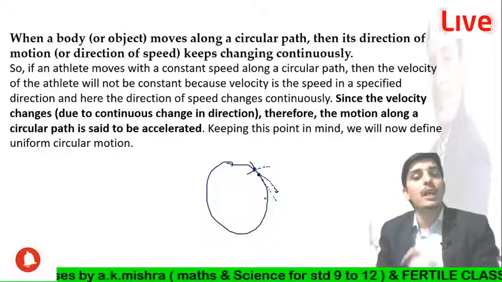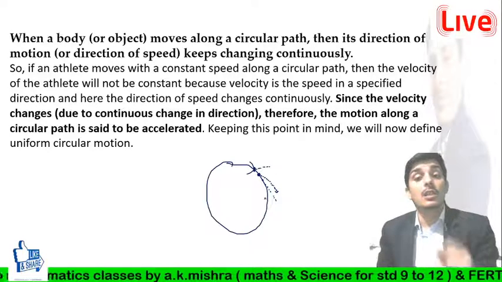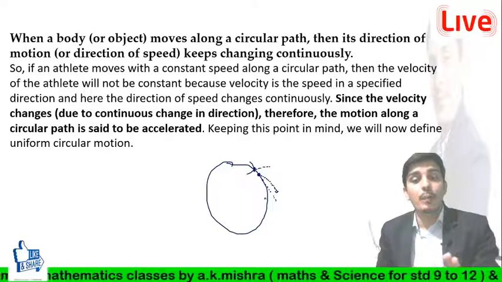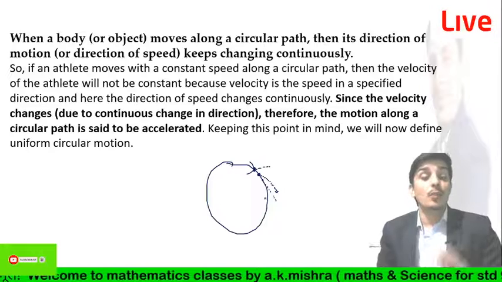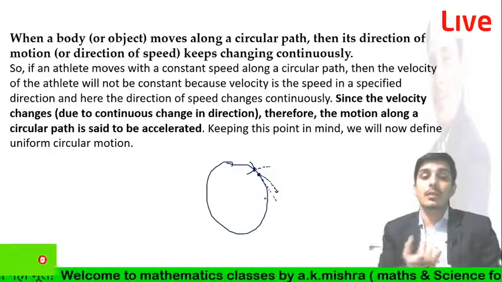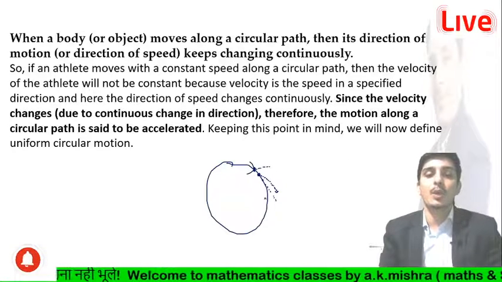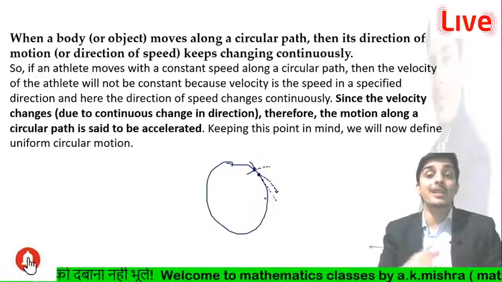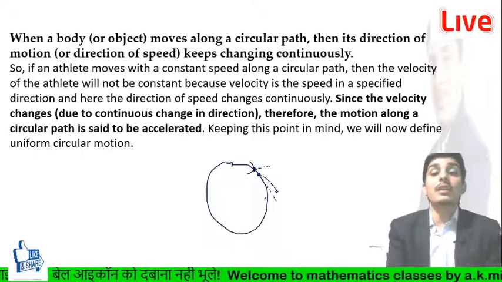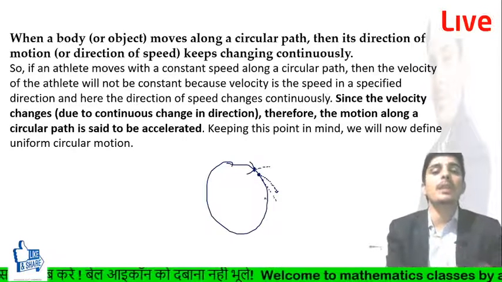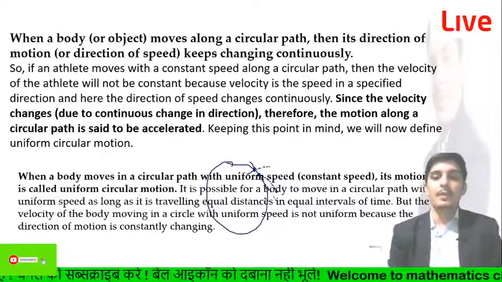Therefore motion along a circular path is said to be accelerated, always accelerated, guys. Why? Because the velocity changes continuously, right. Are you getting my points? Because the velocity changes continuously, motion along a circular path is said to be accelerated. Because what is acceleration? Acceleration means the change in velocity divided by the time taken, right. That's why motion along a circular path is said to be accelerated. Now I am going to discuss uniform circular motion, right.